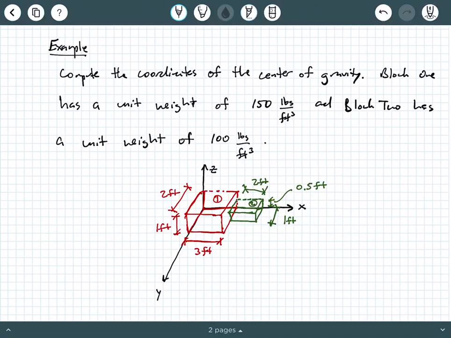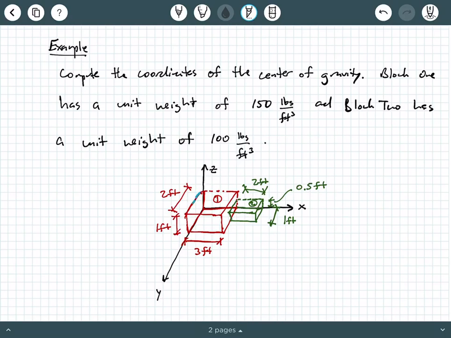In this example, we're being asked to compute the coordinates of the center of gravity for the composite shape below, and we're being told that block 1 has a unit weight of 150 pounds per cubic foot. This red block right here is block 1, and notice that it's a three-dimensional block. It has a unit weight of 150 pounds per cubic foot. Remember, unit weight is kind of like density, but it's weight divided by volume instead of mass divided by volume. So let's take a look at block 1 right now.